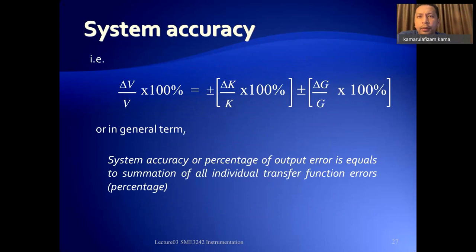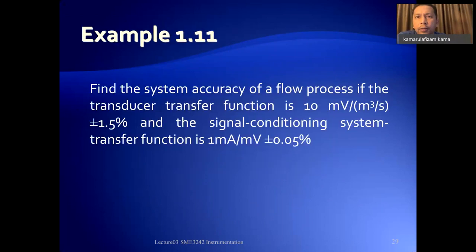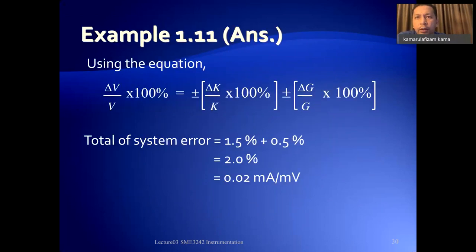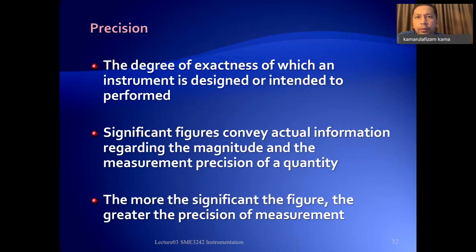The same thing for delta V: for the final error term, you have to multiply by 100% to get the system accuracy. Okay, for that, there are examples there which you can look into. Okay, and we go back to the static characteristics. So now we are looking at precision. Precision is basically the degree of exactness to which an instrument is designed or intended to perform.